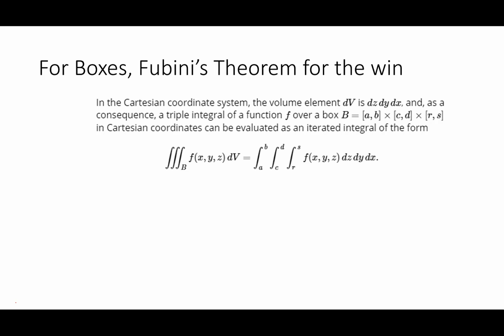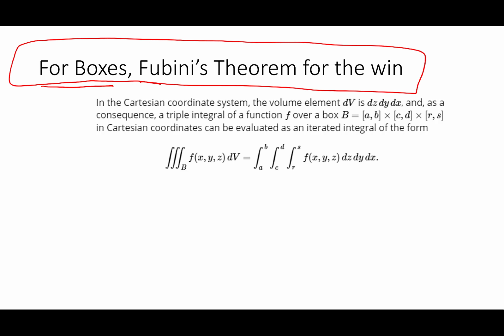Okay, so how do we actually compute triple integrals? If we're integrating over boxes, we have Fubini's theorem again, although your book doesn't call it Fubini's theorem, but essentially it's Fubini's theorem. So if you're integrating a continuous function over a box, then the triple integral is just the iterated integral.